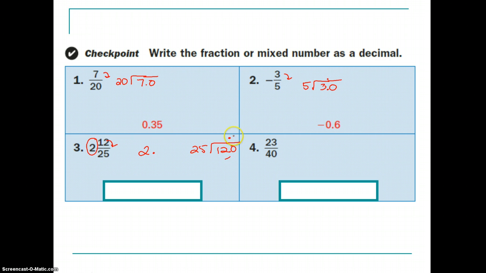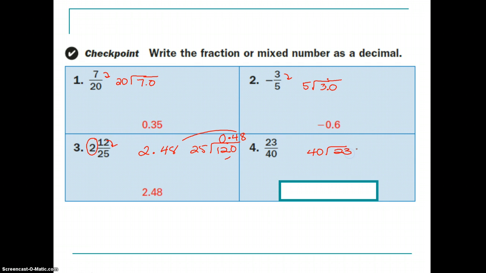Okay, whatever your answer is here, instead of the 0 point whatever, it's just going to be 2 point whatever your answer is, which is 48. So 2 and 48 hundredths. Again, when you would do this by hand, you would get 0.48. Just bring over the 0.48 with the 2.